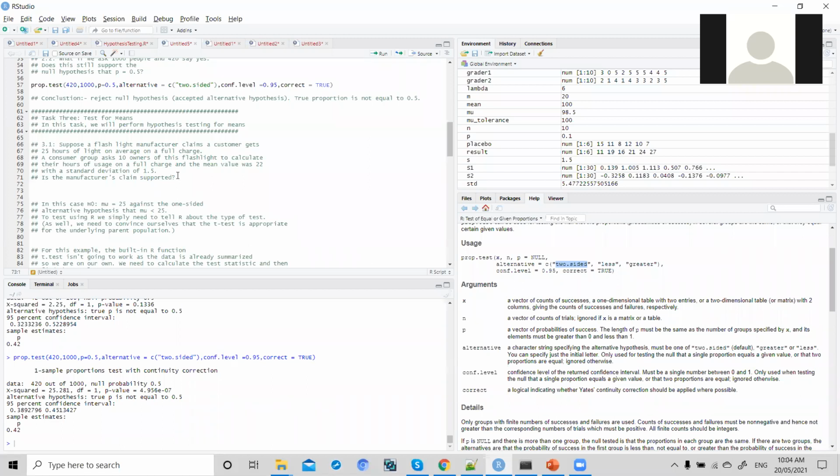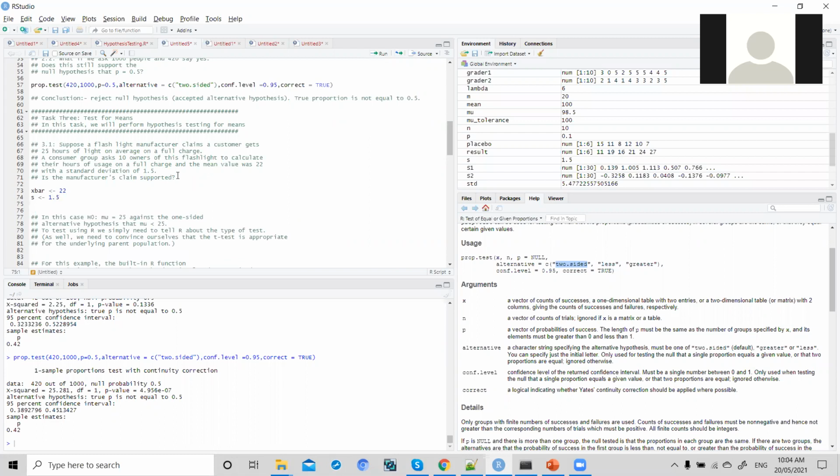So your x bar, let's say this is your sample mean, is 22. Standard deviation is given, 1.5. Your number of rows, the sample size, is given here. How much? 10.